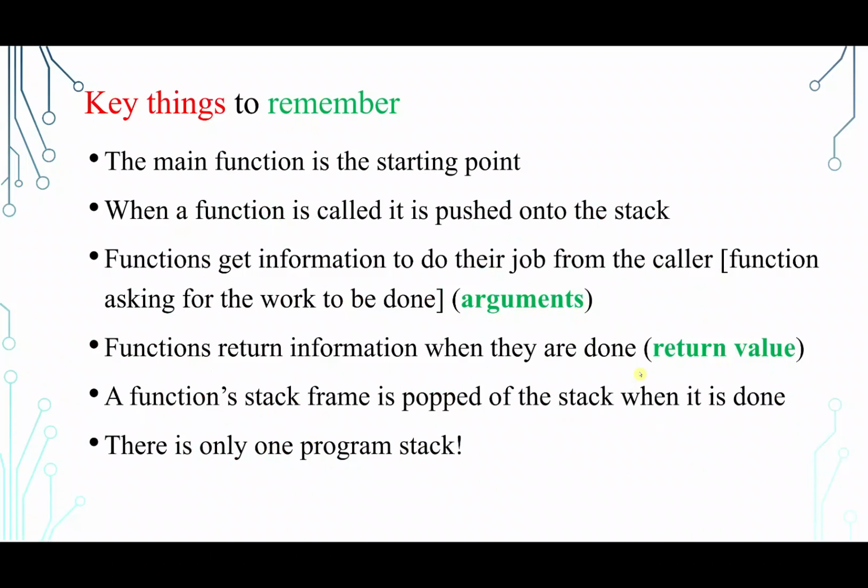So again, key things to remember. The main function is the starting point. When a function is called, it is pushed onto the stack. Functions get information to do their jobs from the caller. The caller is basically the function that is asking for the work to be done. And the information it provides to the called function are arguments. Functions return information when they are done, which we call return value. Function stack frame is popped off of the stack when it is done.